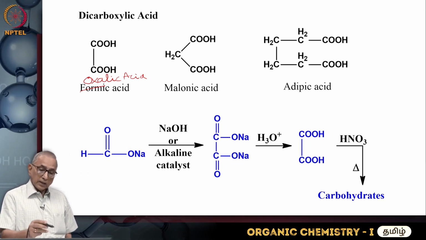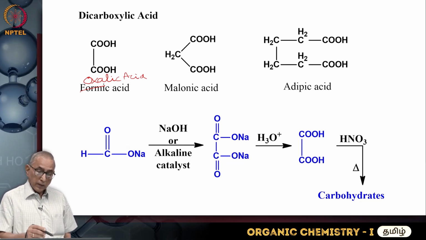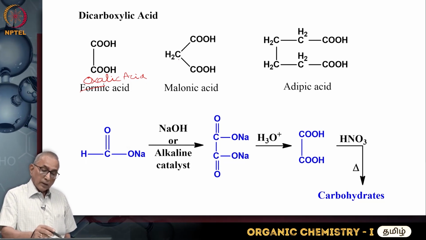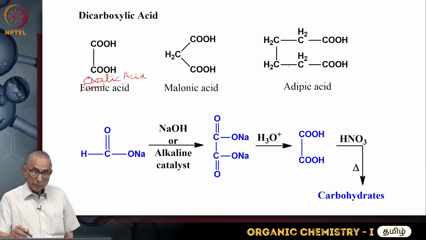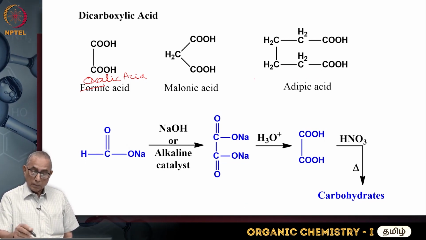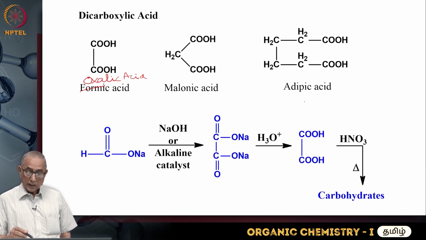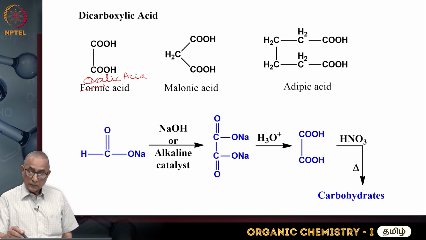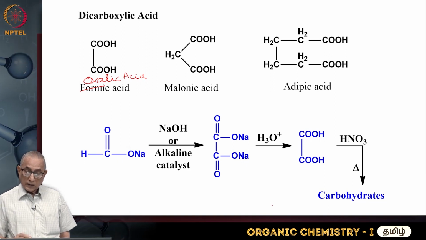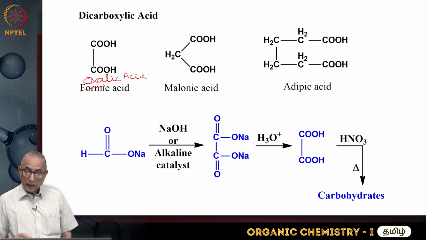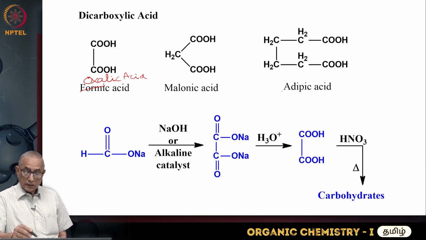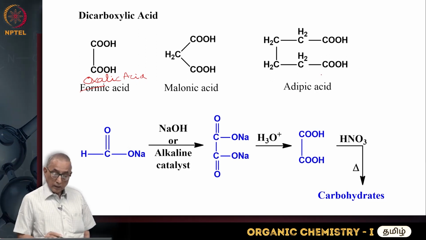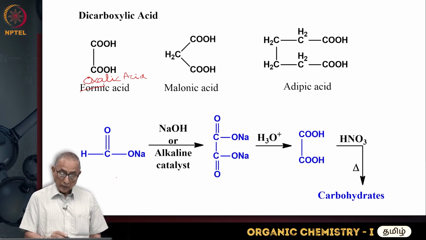We have seen malonic acid in diethyl malonate, the ester form. This is the acid form, a CH2 group attached to 2 COOH groups. This is 2 carbon, this is 3 carbon, this is 6 carbon dicarboxylic acid, this is adipic acid. So this will be hexane-1,6-dioic acid. This is adipic acid.